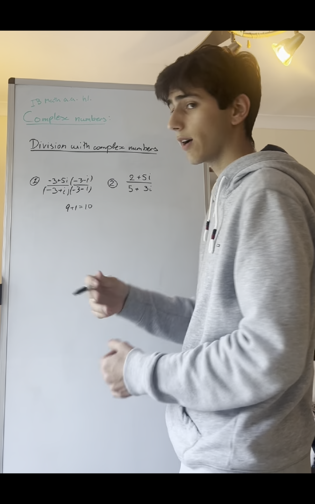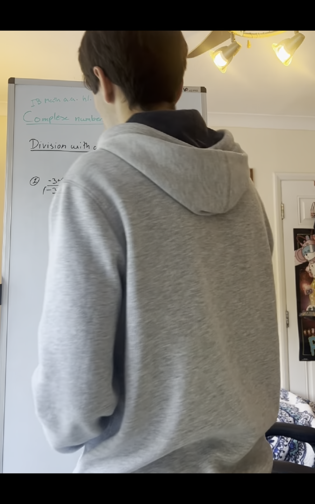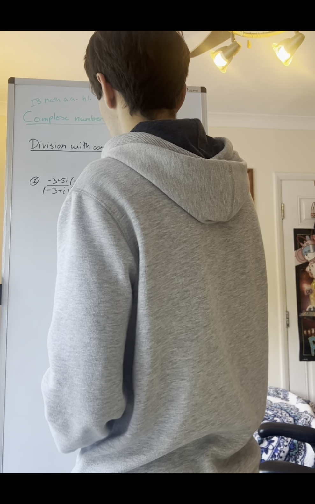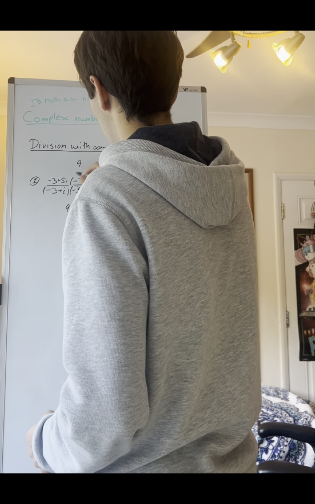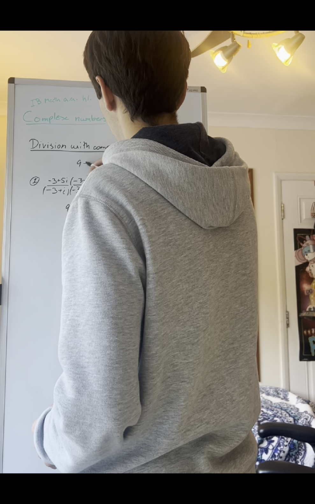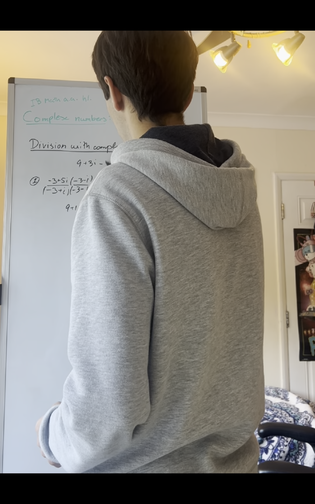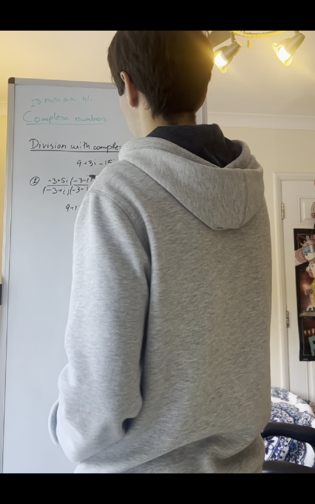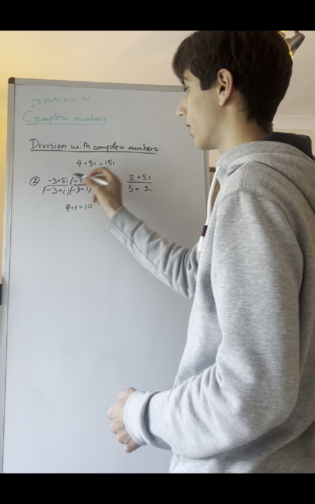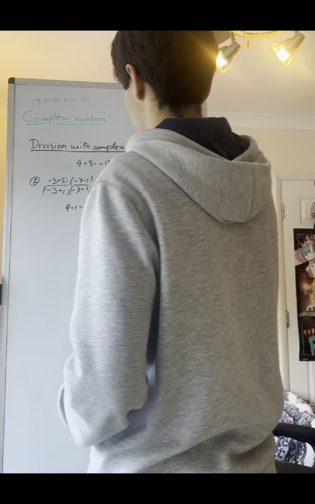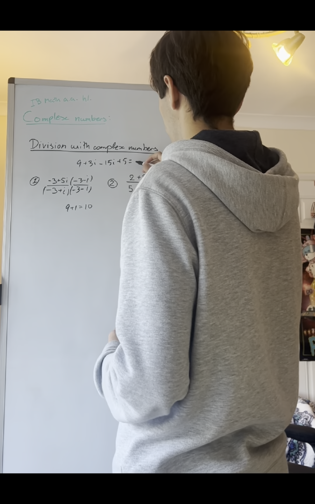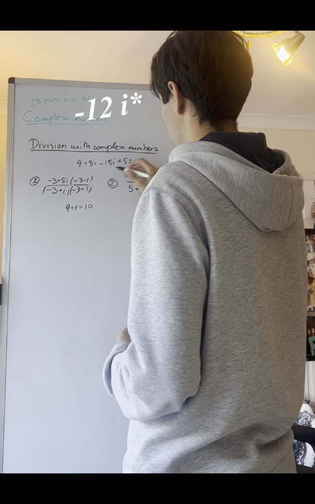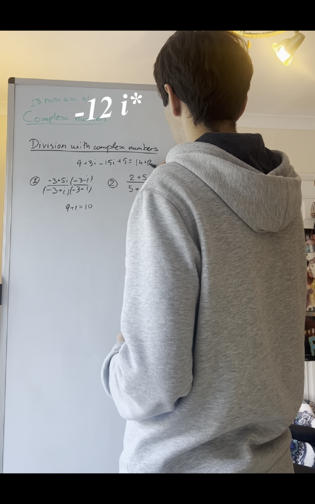On the numerator, you're going to have to expand the brackets, and that's going to give negative 3 times negative 3. So I'll do it up here. Negative 3 times negative 3 is 9. And then plus 3i minus 15i, and then you're going to have i squared again, so minus 5i squared is the same as plus 5. So overall this is just 14 plus 12i.